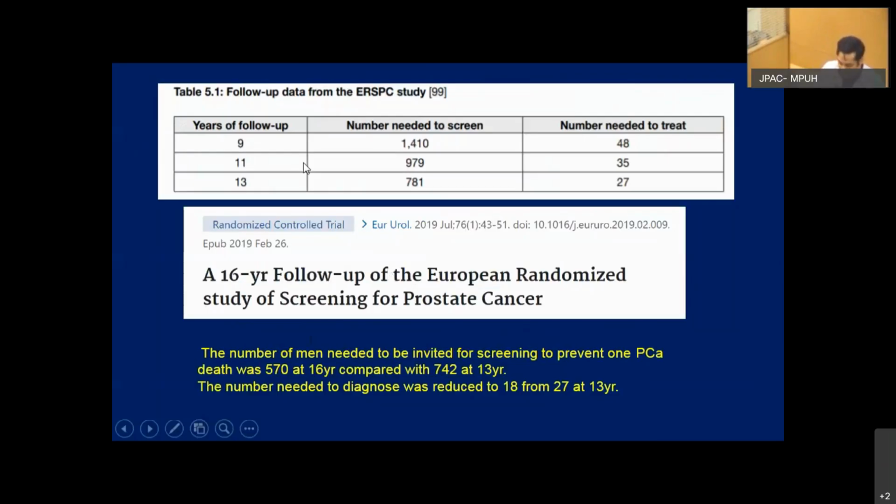And then every year, this is in the European guidelines, they say that the number needed to screen to prevent one prostate cancer death is decreasing as the years of follow-up are improving. That is, now we have reached a number of 570. That is, the number needed to screen to prevent one prostate cancer death is 570 at 16 years of follow-up, and the number needed to treat from 27 has come down to 18.